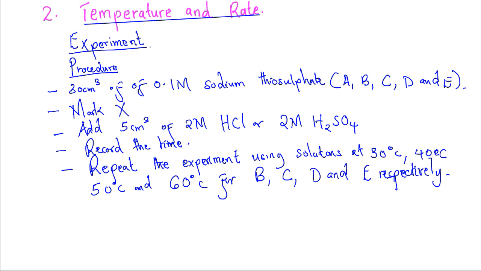So from this experiment, the one in flask A is done at room temperature, that is 25 degrees Celsius. Then it is clear that the one in B will take 30 degrees Celsius, C 40 degrees Celsius, D 50 degrees Celsius, and finally the one in flask E goes for 60 degrees Celsius. Let us look at the experimental results.